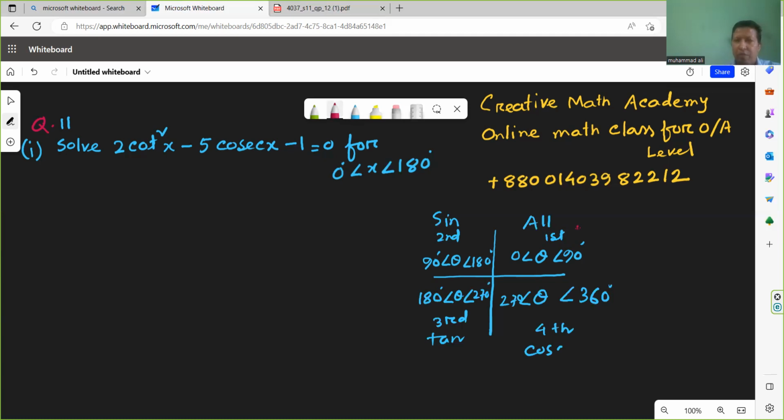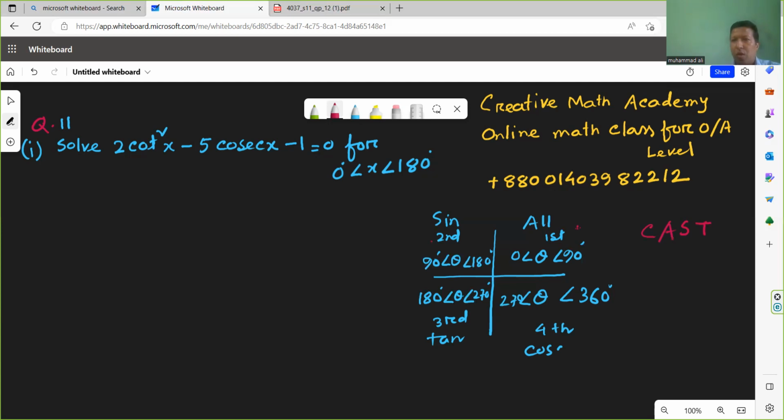That means from 0 degree to 90 degree. In the second quadrant, only 90 degree to 180 degree, only sine is positive over there. And the third quadrant, that means 180 to 270 degree, only tan is positive here. And in the fourth quadrant, only cos is positive. That means 270 degree to 360 degree, only cos is positive here.